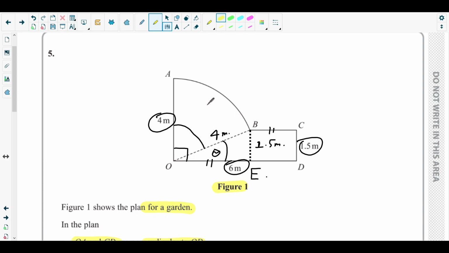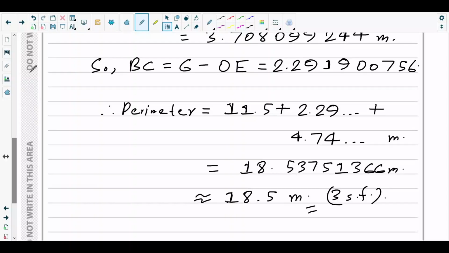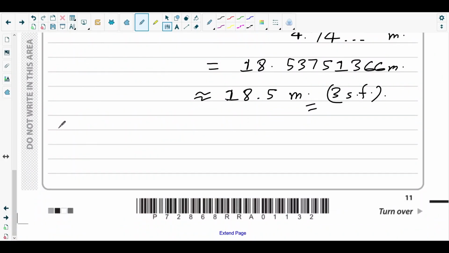It's basically a sector AOB, and then a triangle OEB, and then a rectangle BCDE, right? So what we can do is divide this shape into two parts. This is the area of the sector, and then consider this area as a single trapezium, because BC and OD are parallel and they are separated by 1.5 meters. So we can consider this as a trapezium. So for part C, area of the garden.